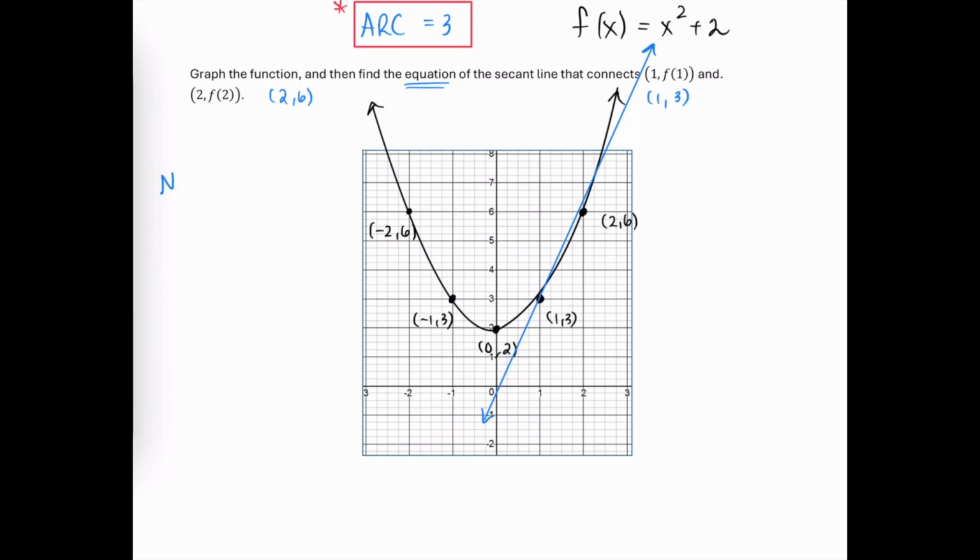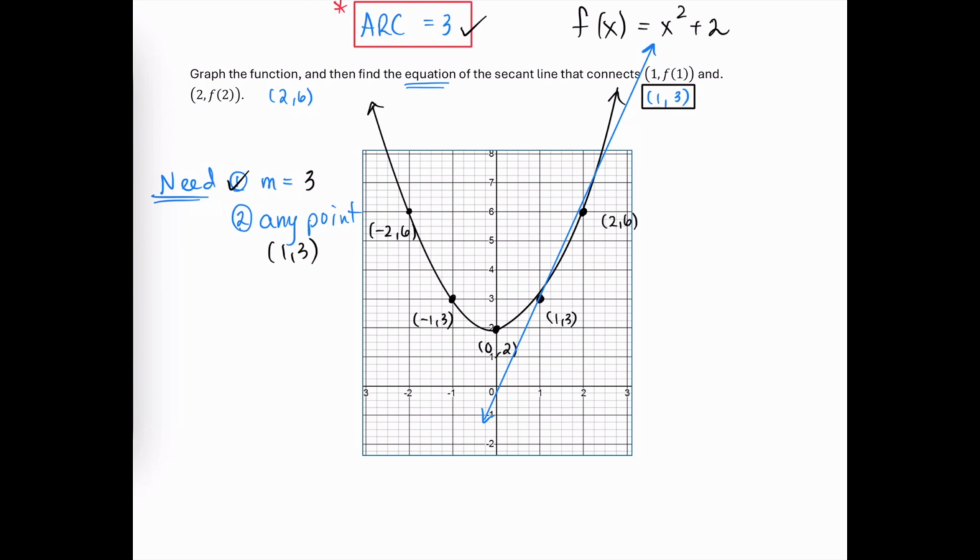Remember, in order to find the equation of a line, we need two things. We need the slope of the line, and we need any point. We've already found the slope of the line to be 3 because remember the average rate of change is the same thing as the slope. And for any point we can use either the ordered pair 1, 3 or the ordered pair 2, 6. I'm going to use 1, 3 since the numbers are smaller.